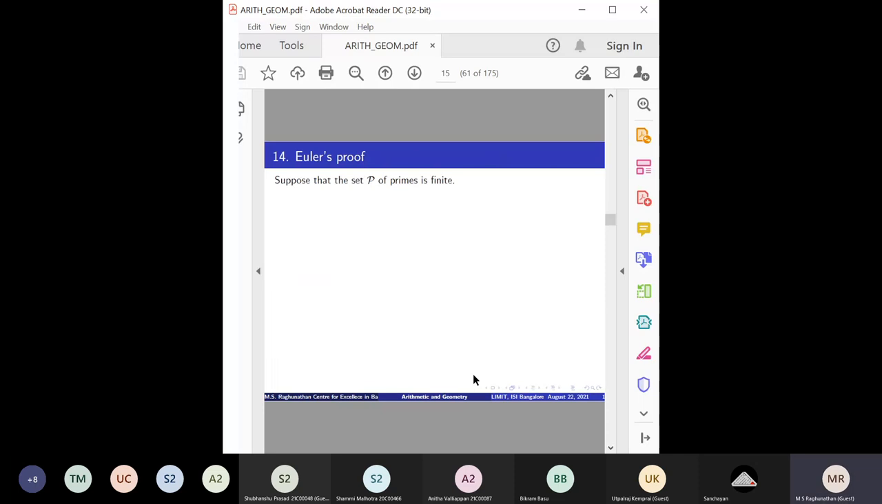Euler's proof goes this way. Suppose that the set of primes is finite. Then one has to look at the product of 1 over 1 minus 1 by p, as p varies over all primes, a finite product. Each of these can be expanded as an infinite series, because we know that 1 by p is less than 1. So it equals the sum from r equals 0 to infinity of 1 over p^r.